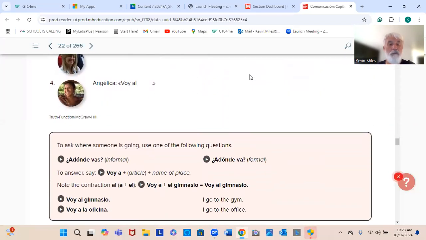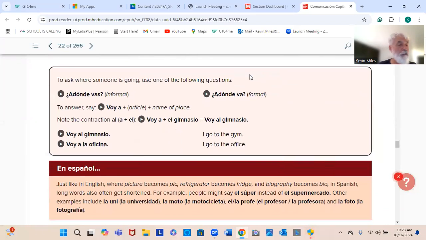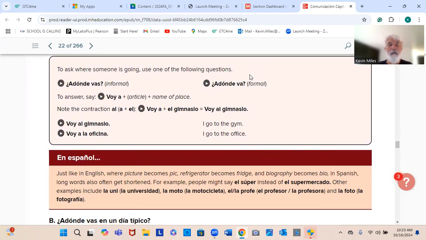We'll jump right to the little box here beneath, on page 40. To ask where someone is going, use one of the following questions. ¿A dónde vas? for the tú form, ¿a dónde va? for the usted form. How do you answer that? Well, if somebody asks you where you're going, you would say, I am going. How would you say that? Yo voy a, and then give me the place.